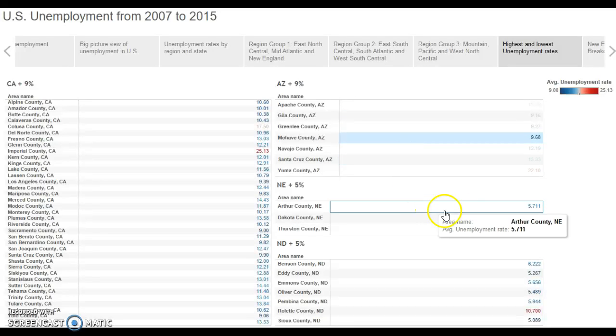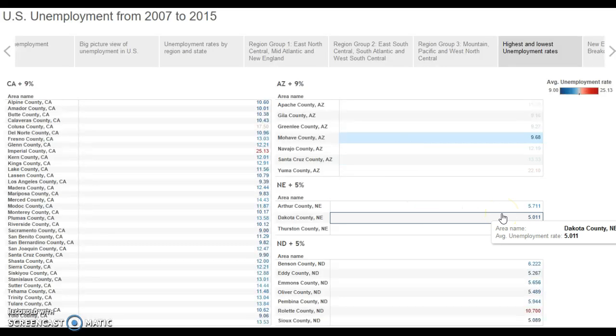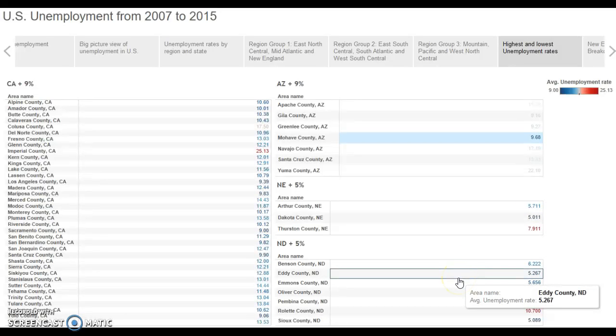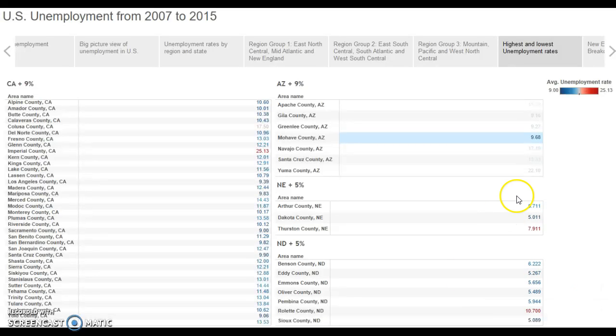unemployment rate or higher. In contrast, you have Nebraska and North Dakota, who only had 3 here and 7 counties with unemployment rates greater than 5%, which shows you the huge difference between unemployment rates depending on where you live in the United States.